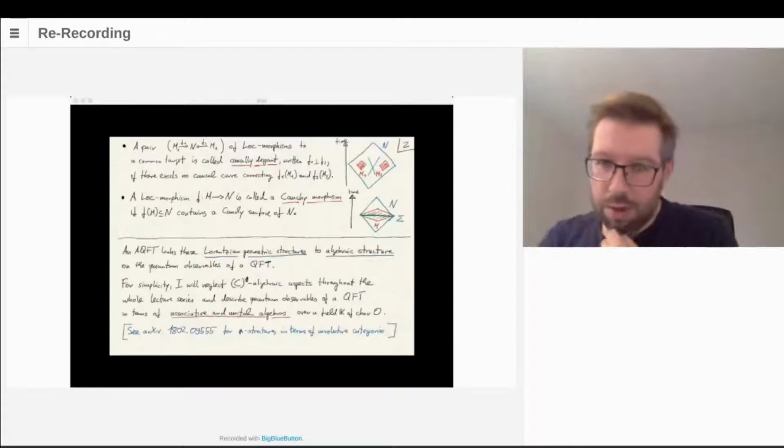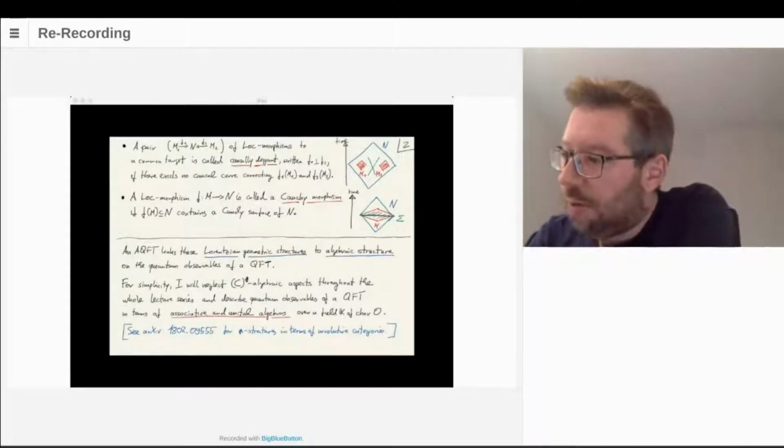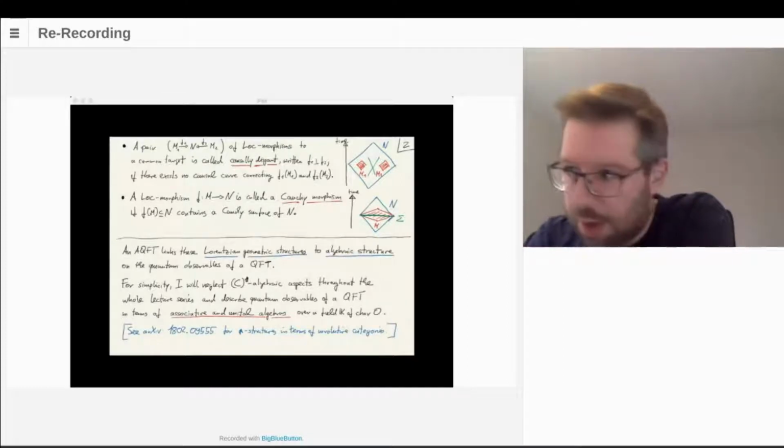And I need two more definitions, which I will use later on. The next definition is about pairs of morphisms in this category.